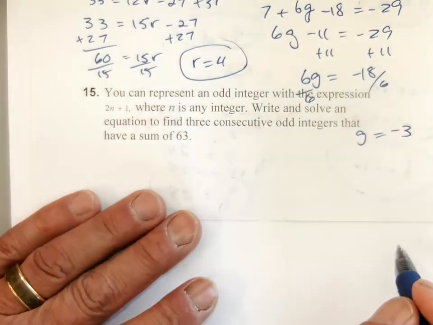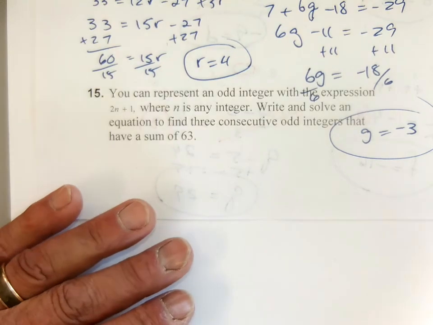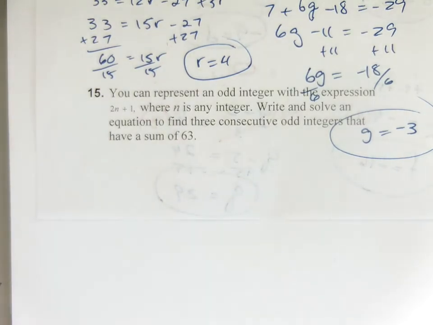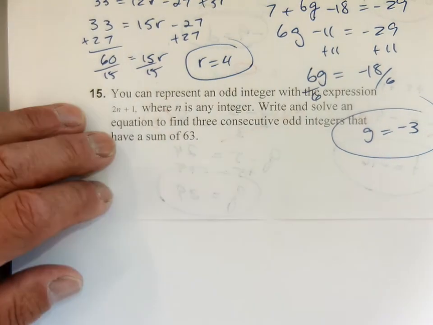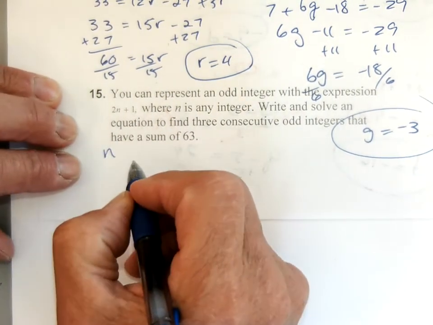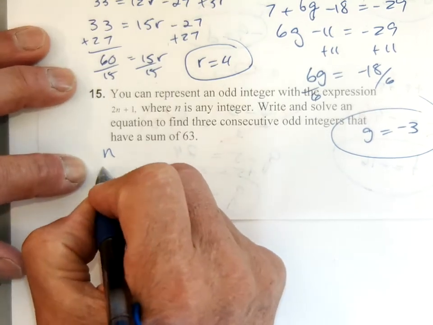Okay, now let's do the hard one. All right. Odd integers. I'm going to do it differently than they are going to do because it's going to make more sense. So if I go from 5 to 7, what's the difference between 5 and 7? Okay, good. 7 and 9, what's the difference? Good. Okay, so if my first integer is n, then my second integer is n plus 2.